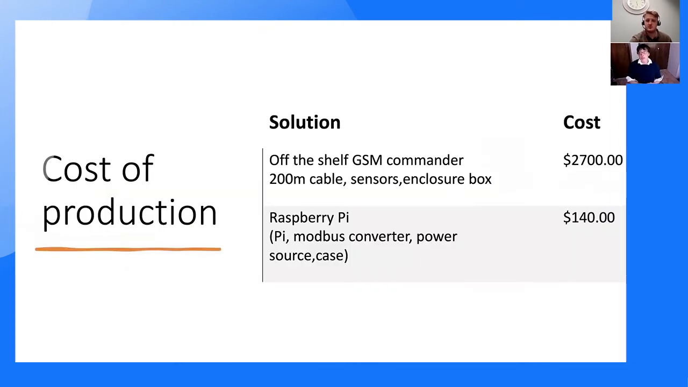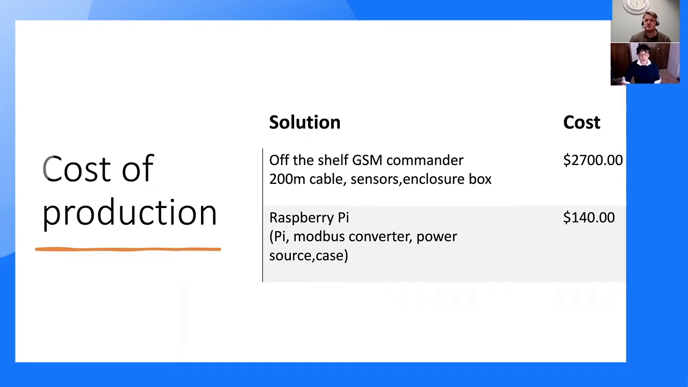And interestingly, the cost of production was orders of magnitude lower. The GSM commander and all of the 200 meters of cable and everything cost me about $2,700. And the Raspberry Pi thing with my little $8 Modbus converter from China, which I believe is here, this thing I found was the best one of all. It's cheapest and most stable, costs about $7 a piece. That has worked wonderfully to just do the Modbus conversion for me. So all in all, that came to about $140, including a case.